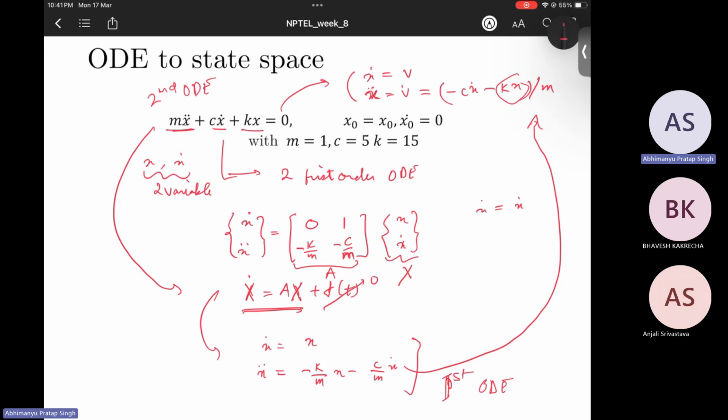So we will go to MATLAB and try to solve this using ODE45. I think I need to share screen for this.